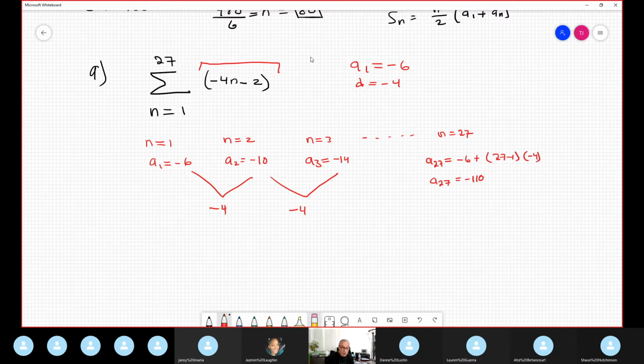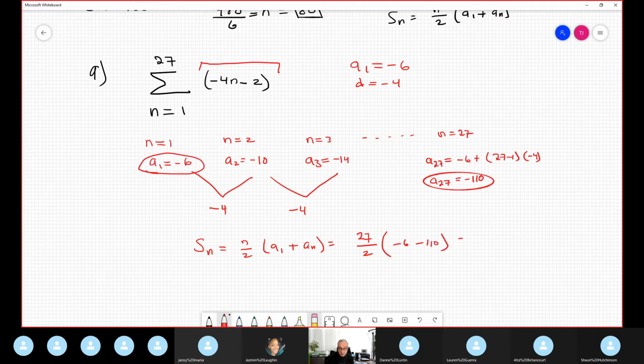Now, finally, I applied the summation formula for the 27 elements. Well, in general, S sub n is n over 2 times A1 plus A sub n. In our specific example is 27 divided by 2, parentheses, minus 6, que es the first guy, plus, or minus, well, in this case, it's minus, actually, because it's negative 110. The rest put in the calculator is negative 1566. Okay.